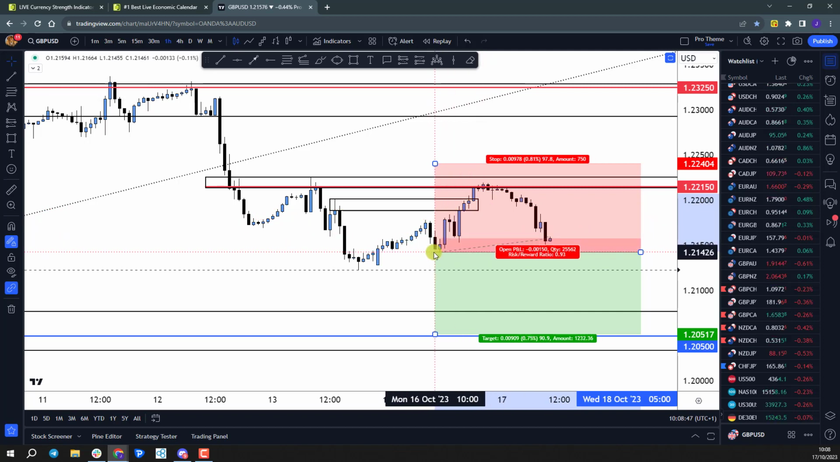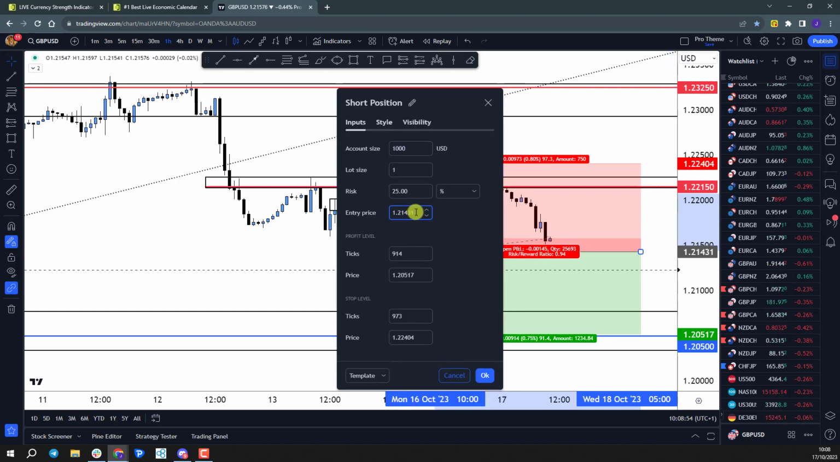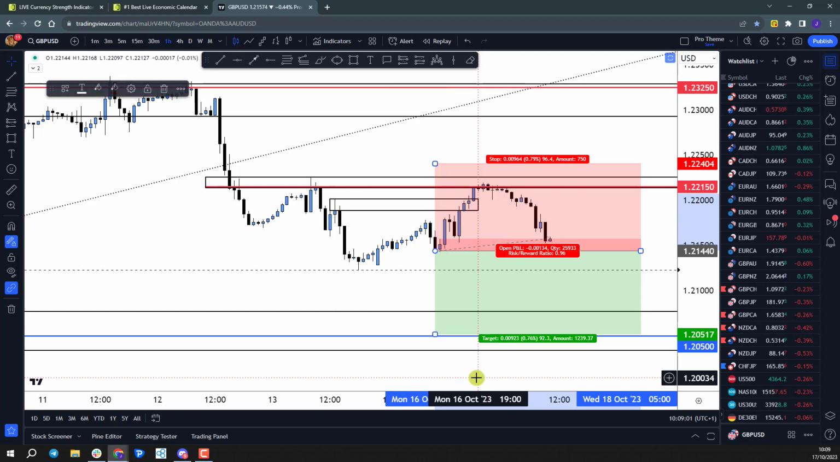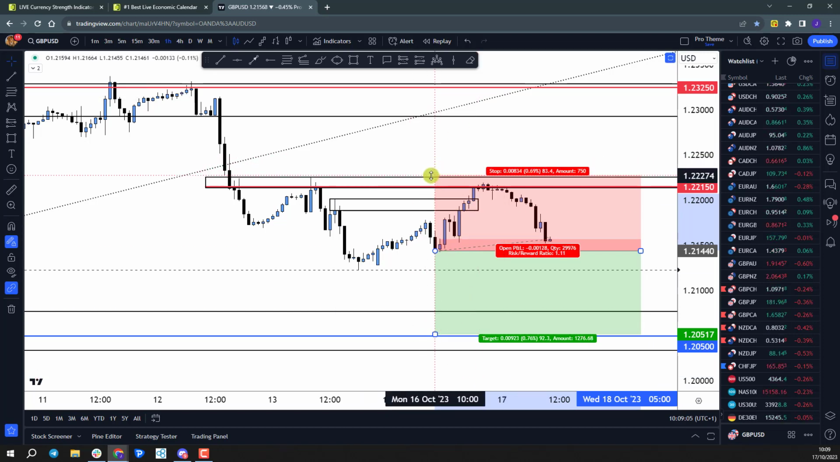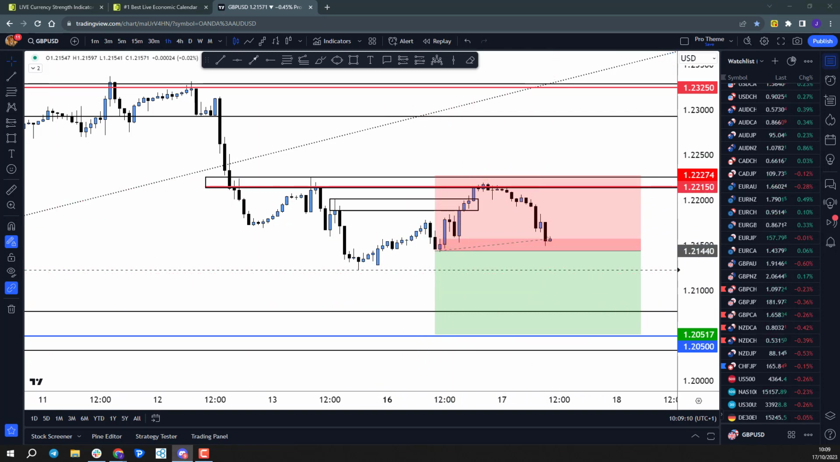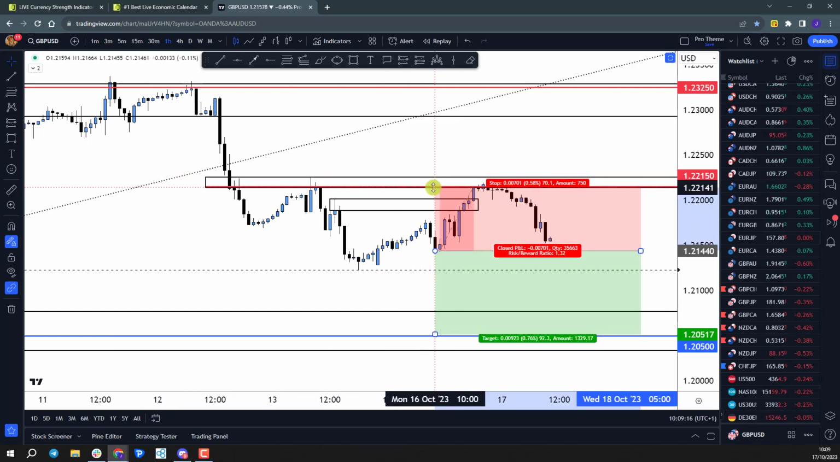We also put in an alternative method, which was an entry at 121.44. Now, depending on spread, it would have either triggered you in or not. My spread kept me out of this move, to be honest. I didn't get triggered at 121.44, but if you did, then this would be your trade at this current moment in time. Let me just bring up the Discord actually. Yeah, your stop loss would have been 122.04. So if you did get triggered into that move, you would have been stopped out.